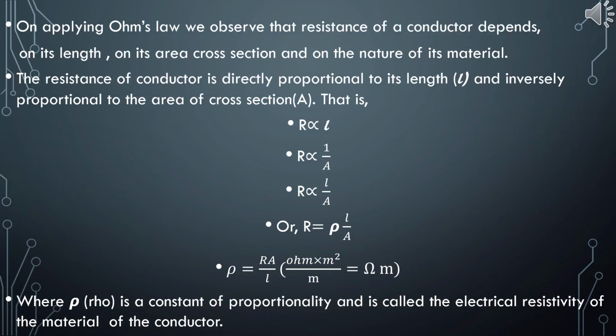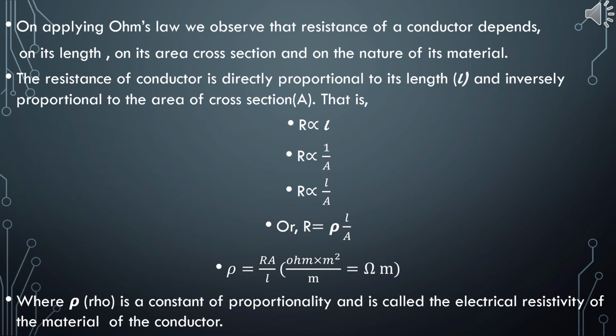On applying Ohm's law, we observe that the resistance of a conductor depends on its length, on its area of cross section, and on the nature of its material. So, based on this conclusion, we can write that the resistance of a conductor is directly proportional to its length L and inversely proportional to the area of cross section A. That is, R is proportional to L, and R is proportional to 1 by A. When we join together, we can write R is proportional to L by A, or R is equal to rho L by A. When you remove the proportionality sign, we put a constant. So, R is equal to rho L by A.